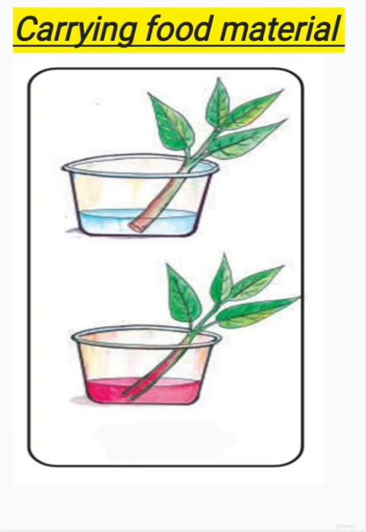Carrying food material. Take the stem of a plant which was kept in water with red ink and cut a small section transversely with a sharp blade. Put it on a slide. Observe it under a microscope. Now, cut the stem into two halves vertically. From top to bottom, observe it.